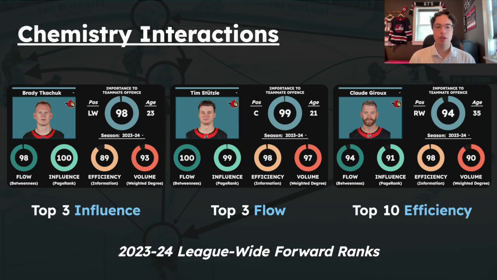Moving over to center, we have Tim Stützle, who is the main puck carrier and passer on the line. Everything kind of goes through him when they're developing plays, and he is the main piece through which everyone acts around, giving him a top 3 flow score.